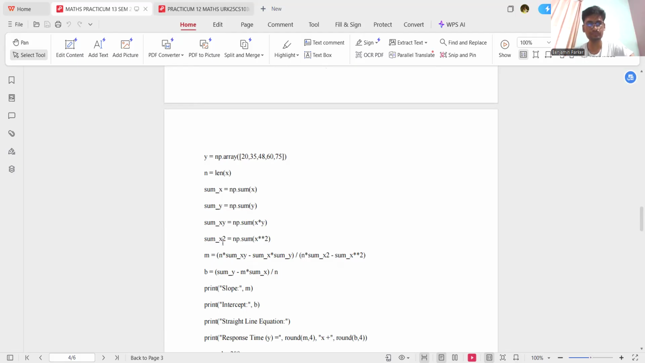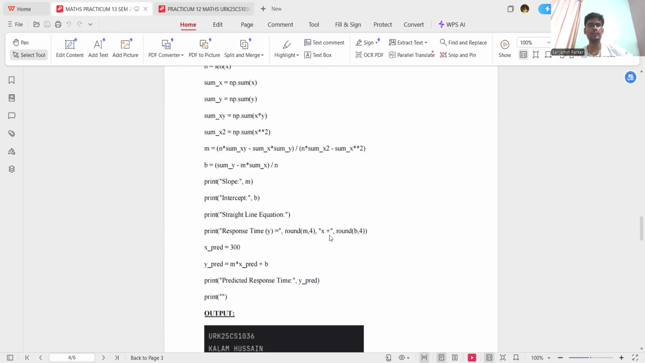After that, sum x square is equal to np.sum(x square). m is equal to n times sum xy minus sum x times sum y, divided by n times sum x square minus sum x whole square. And after that, we are calculating b, which is equal to sum y minus m times sum x, divided by n. And after that, we are printing the slope, intercept, and straight line equation.